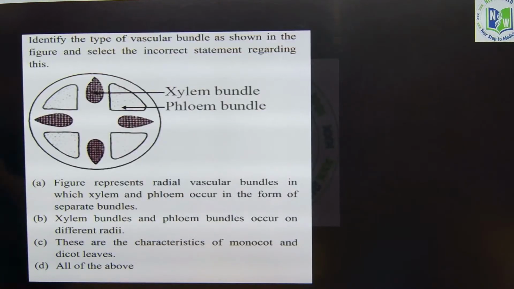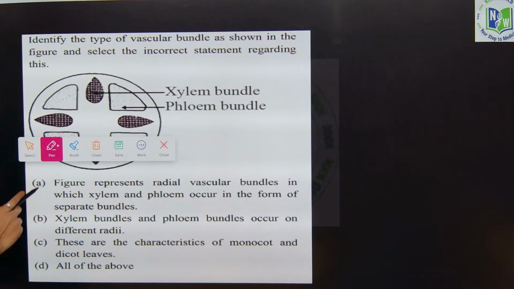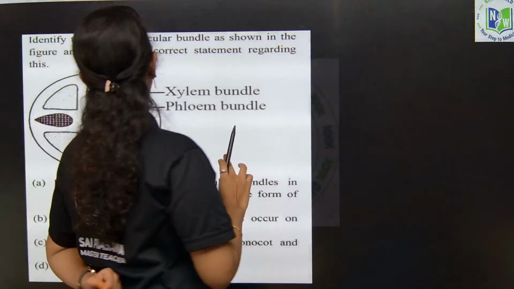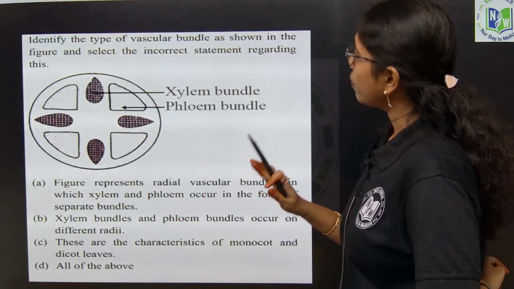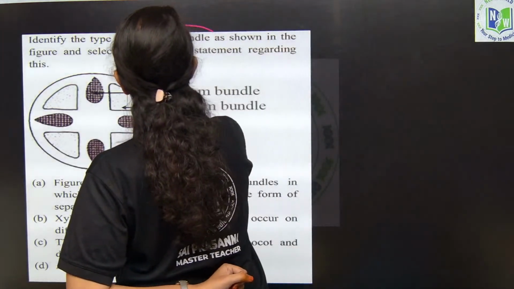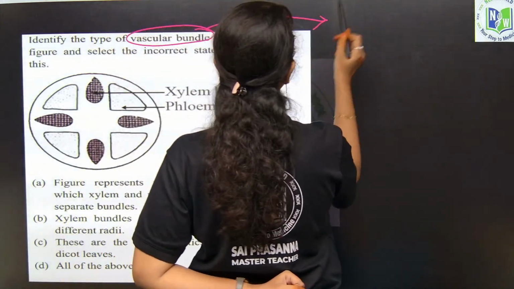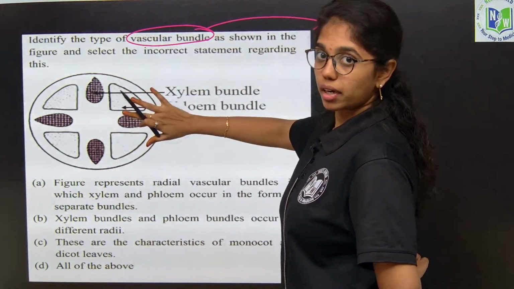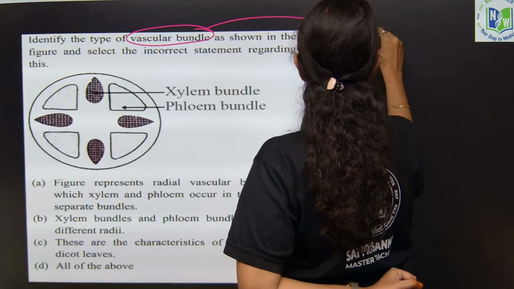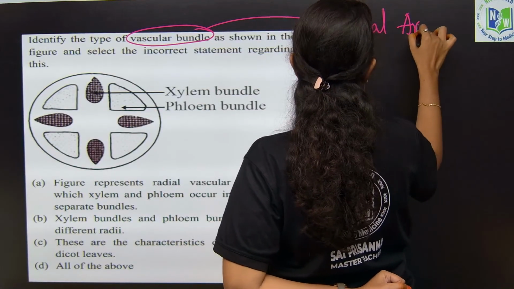So, yes, this question is about the vascular bundle arrangement. Identify the type of vascular bundles as shown in the figure and select the incorrect statement regarding this. Okay. So, we have to identify the vascular bundle. Vascular bundles are radially arranged over here, radial vascular bundles. Okay. Radial arrangement of vascular bundles.